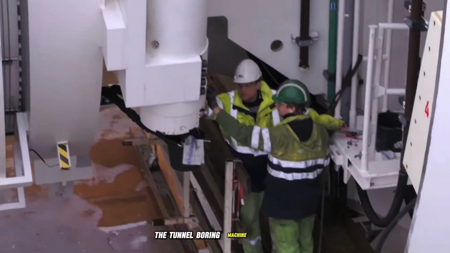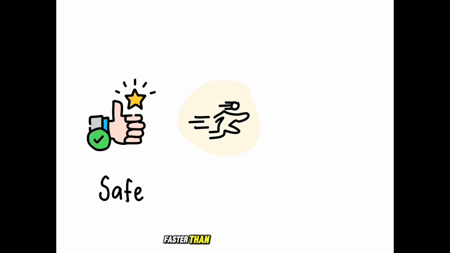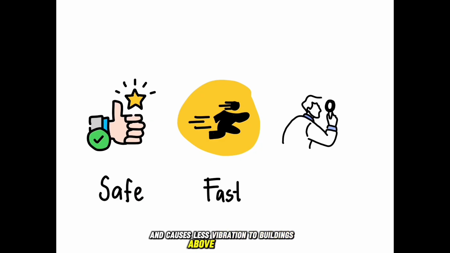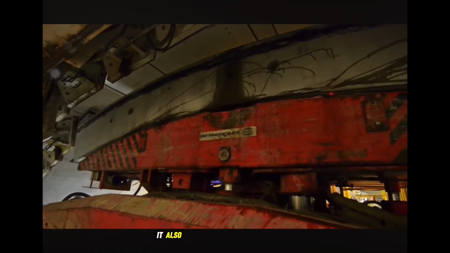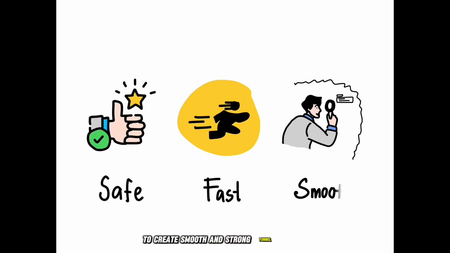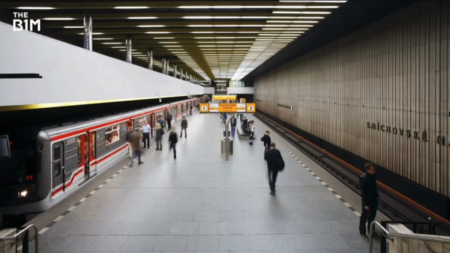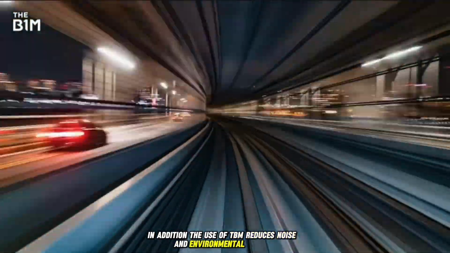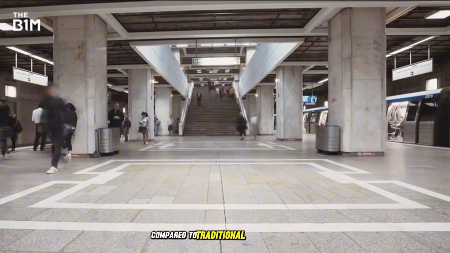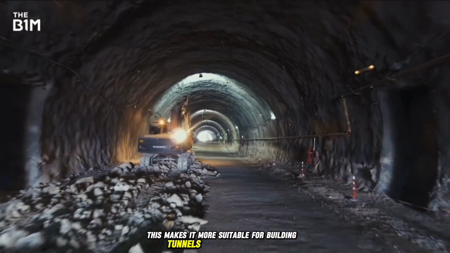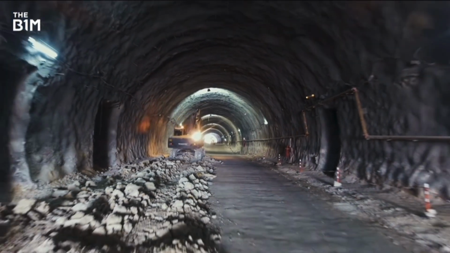The tunnel boring machine has many benefits. It is safer for workers, faster than traditional digging, and causes less vibration to buildings above the ground. It also installs concrete segments immediately to create smooth and strong tunnel walls. In addition, the use of TBMs reduces noise and environmental impact compared to traditional construction methods. This makes it more suitable for building tunnels in busy urban areas.